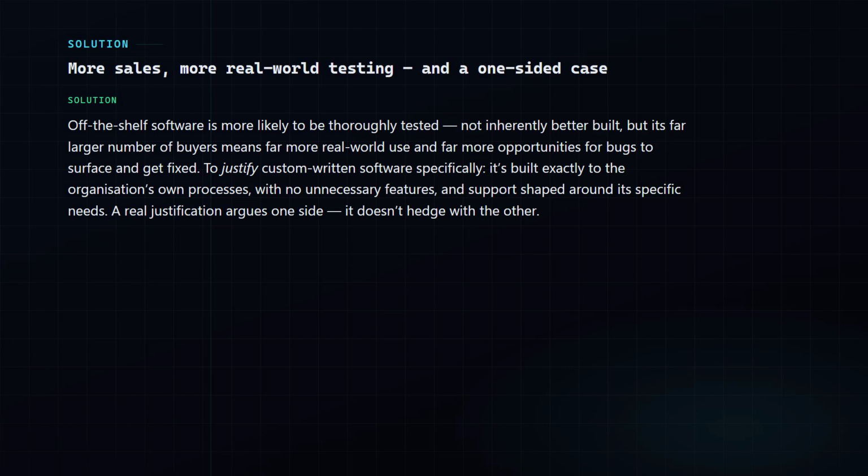Custom-written software, by contrast, is often tested by a much smaller group before release, and to justify custom-written software specifically means making its case only. It's built exactly to the organization's own processes, with no unnecessary features paid for or maintained, and support can be shaped around the organization's specific needs. A real justification argues one side. It doesn't hedge with the other.